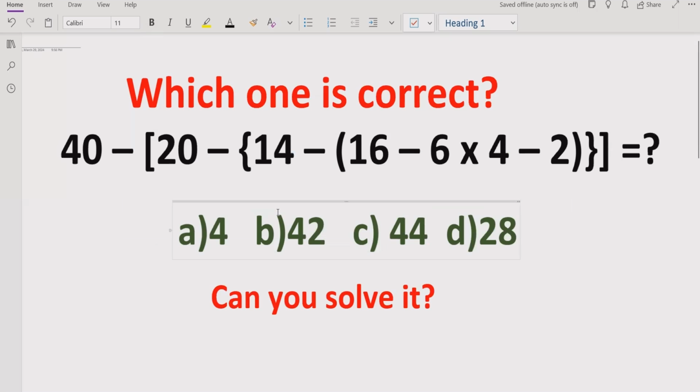Today we will solve a quiz which is related to some basic operations and contains parentheses of all kinds, like round, curly, and square brackets. We will see how you can solve this expression and get the correct answer by applying the BODMAS and PEMDAS rules, and we will see which answer is correct among the four answers.